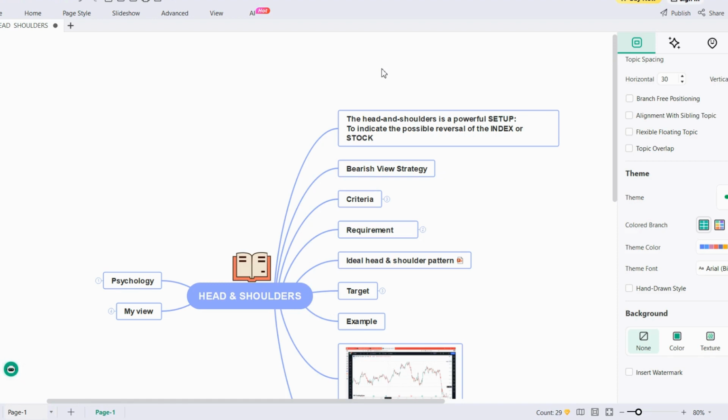Now let's get into the video. What is this pattern? This is a bearish pattern, this head and shoulders. Here we are discussing the bearish one. We also have a bullish view strategy. We can discuss it later.